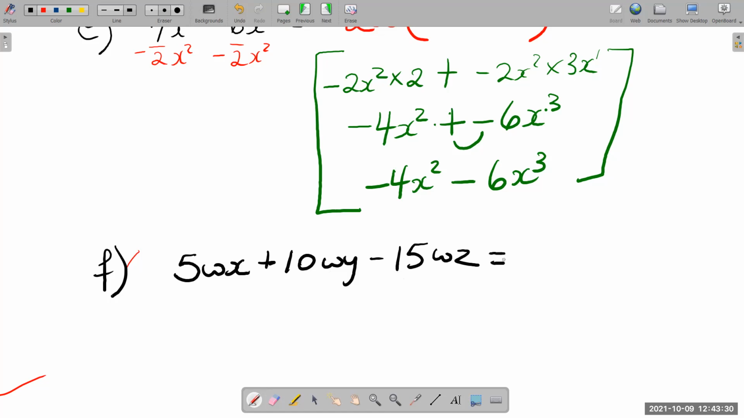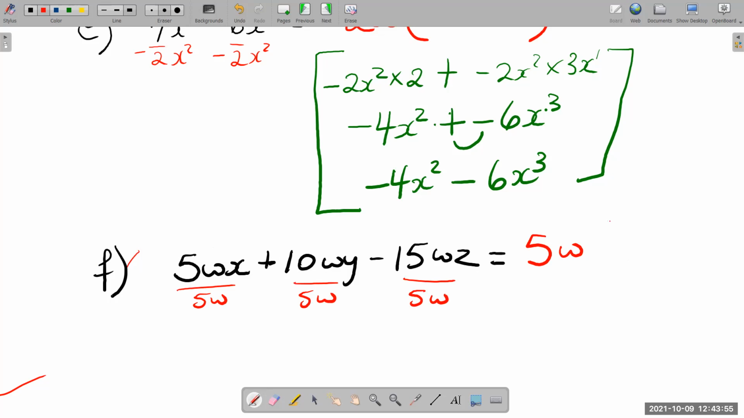So you know how we do it. We know we're going to put what? 5 outside. Now let's look at the variables. We got WX, WY, WZ. What is common between all terms? A W. So we take out the W. So that means we are dividing by 5W. We're dividing all of our terms by 5W.